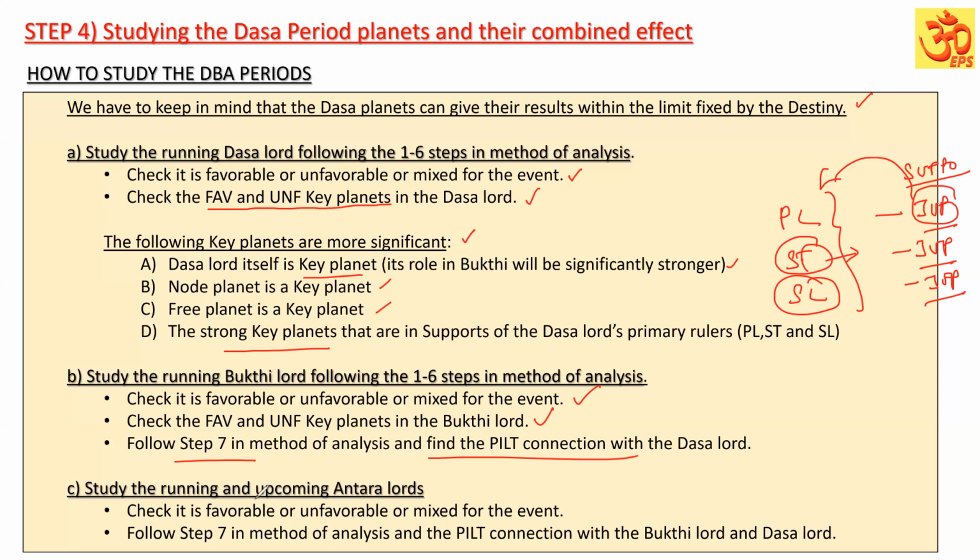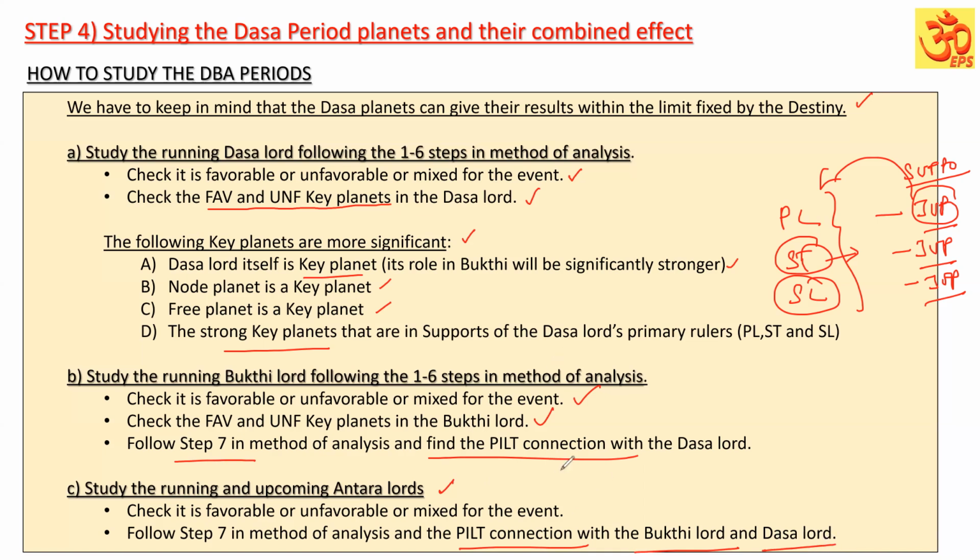Next, study the running Antara period. Suppose the Antara period is going to be small; we can study the running Antara and upcoming Antara periods also. Check whether they are favorable, unfavorable, or mixed for the event. Similarly, follow step 7 to find the Pilt connection with the Bugdi Lord. Antara means, with the Bugdi Lord, and it can also be found for the Dasa Lord.